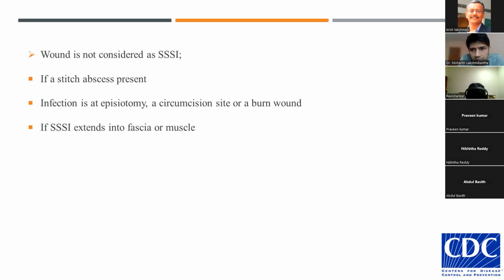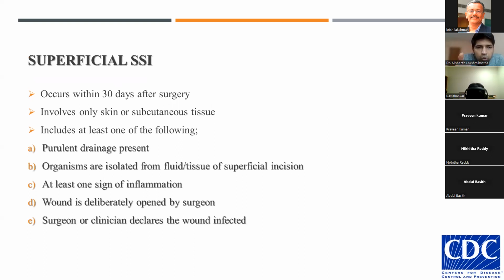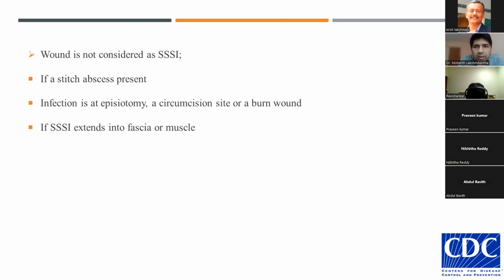Sir, as in a stitch abscess, we will not be opening the wound. In the previous one you said there should be either purulent discharge or an organism which comes out. A stitch abscess is because of a foreign body reaction. Okay, so it's not technically an infection. It's the host response to a foreign body within the body of the skin. The second point: episiotomy, circumcision, or burns.